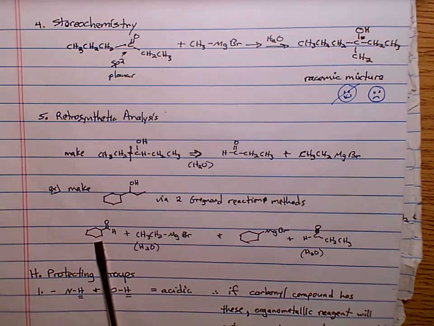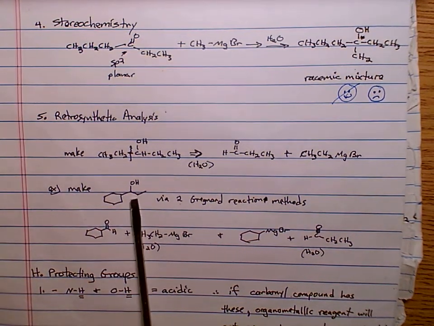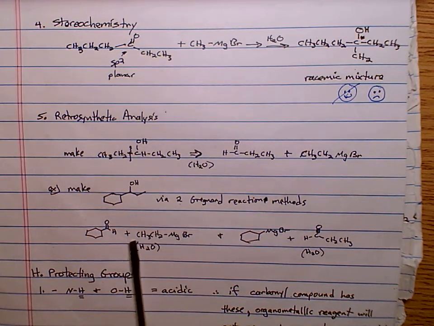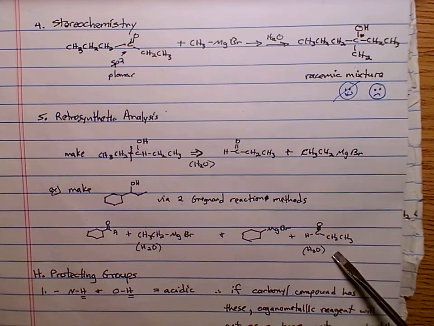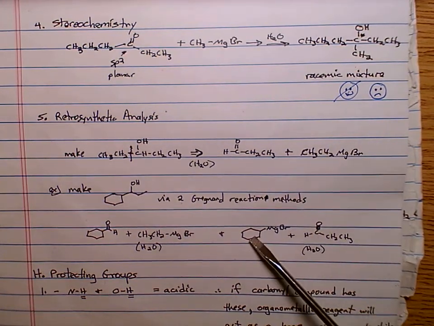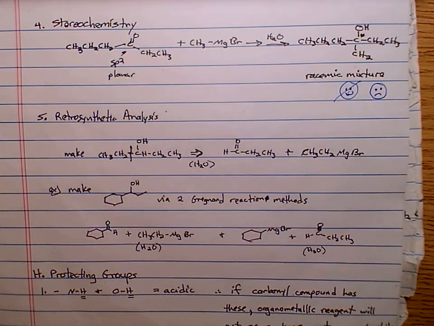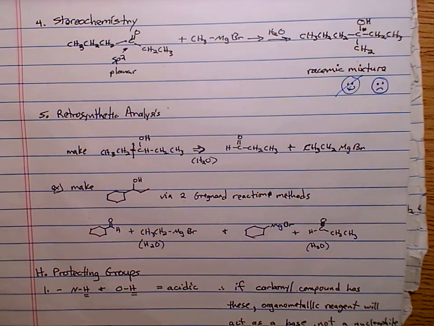So I could have the cyclohexyl aldehyde and react it with CH2, CH3, MgBr, or I could have this aldehyde over here and just react it with the cyclohexyl MgBr. Two ways to make it. Which is better? Sometimes it just depends on the reagents you have on hand, so you don't have to buy something. Either one will work fine.